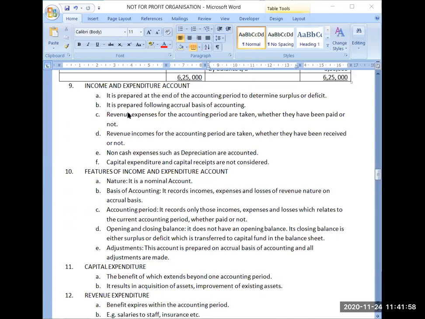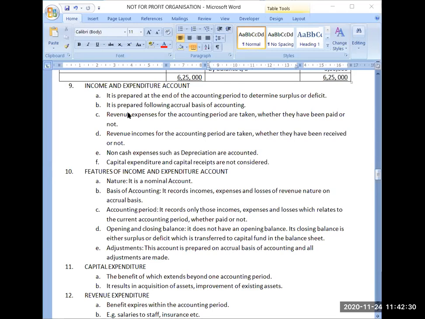the incomes as well as expenses. So that is also an income and expenditure account for a trading concern or for a manufacturing concern, because a not-for-profit organization doesn't have any objective to earn profit. That's why the account which is prepared for calculating their profit or loss, that is technically termed as income and expenditure account.